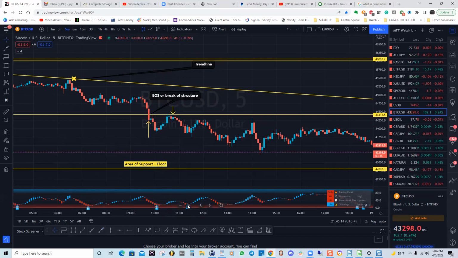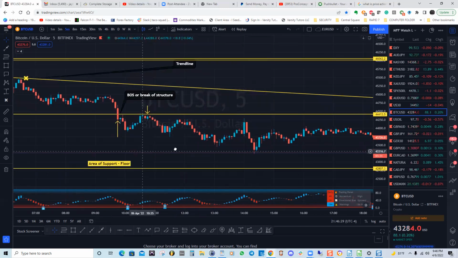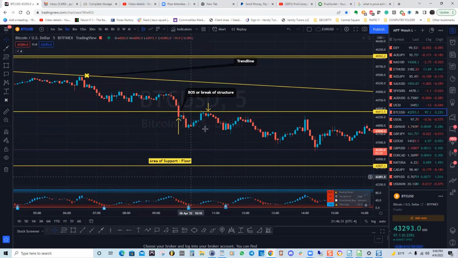Let's blow this up. This is a break of structure right here. This candle right here, we can call it that. So price came back up here and retested this area. So how many times did this retest? Let's look at this here. Go over here, and we're going to count the number of candles. So here's one, and we're going to draw another one here.